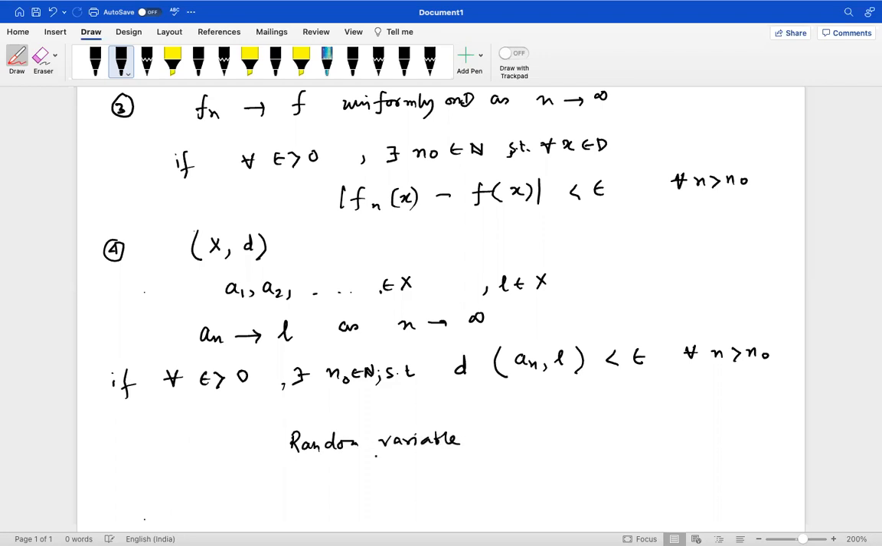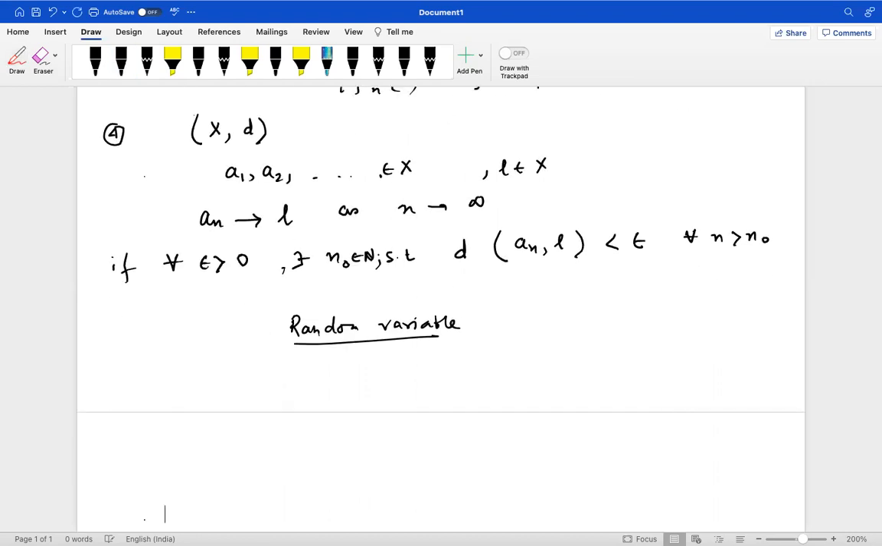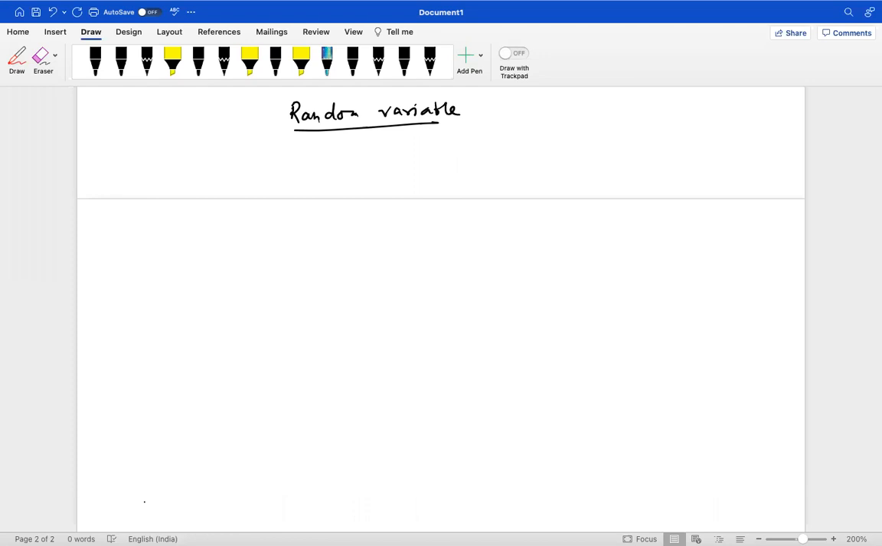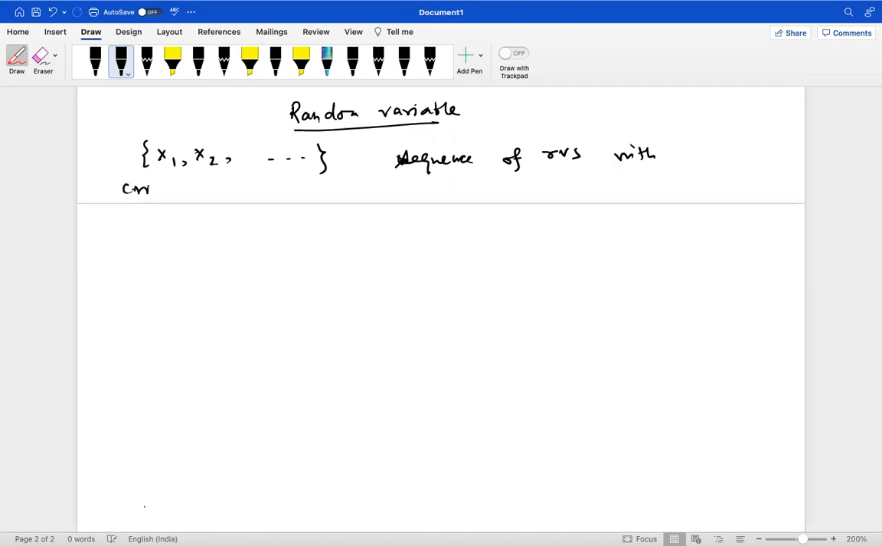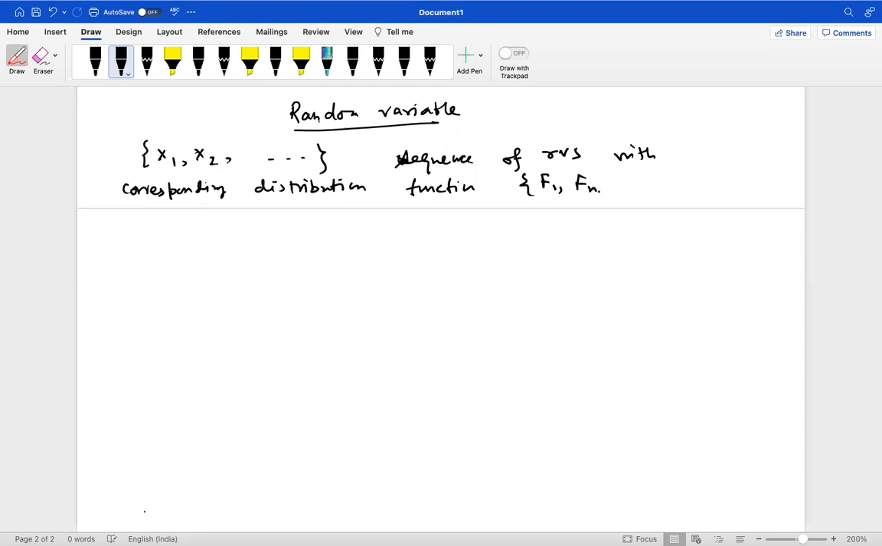Random variable. Now, say there is a sequence of random variables x1, x2, ..., xn, with corresponding distribution functions, say f1, f2, and so on. So xn has distribution function fn.